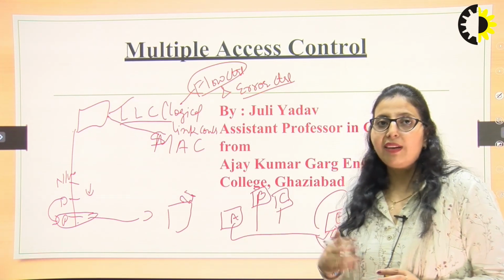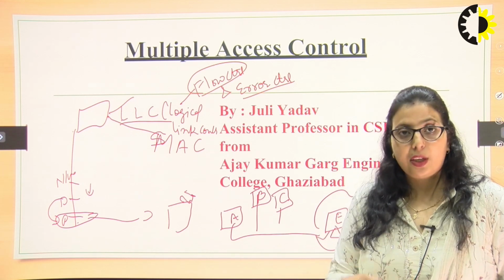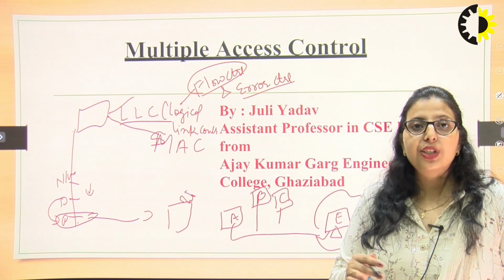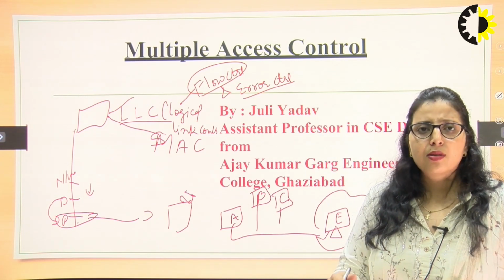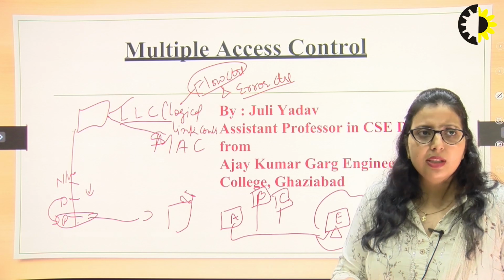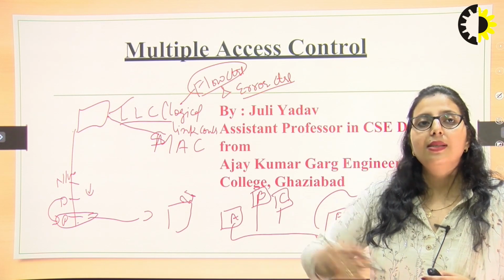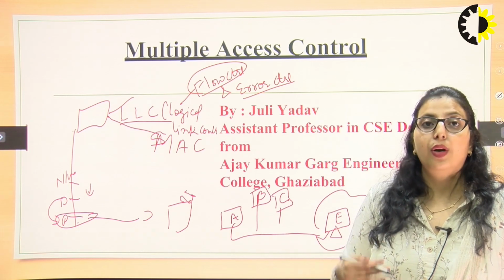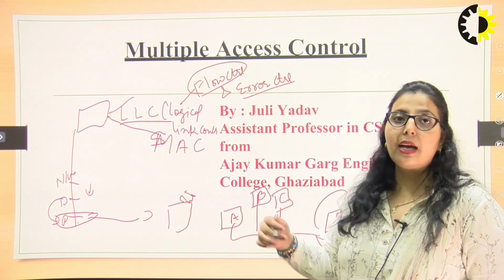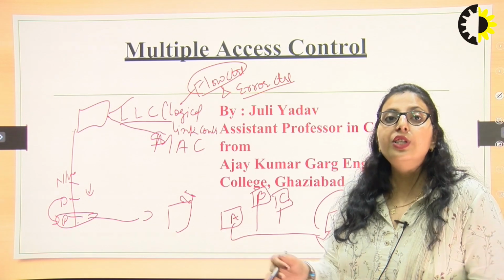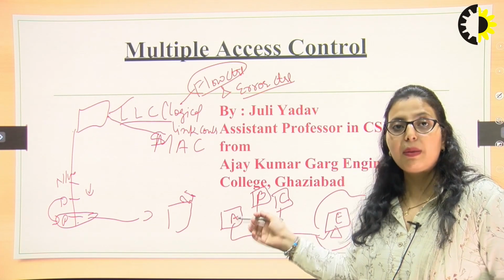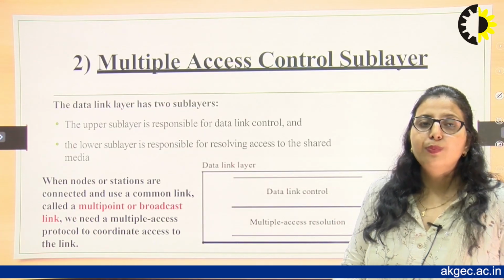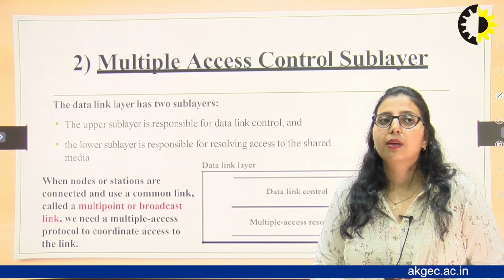While we are sending the data, it should be secure, there should be no collision and no errors during the transmission. We want this. So, to control these things, we need to know about multiple access control: how the multiple systems are connected, and how the collision can be controlled while all of them are sending the data from their end to the other end.